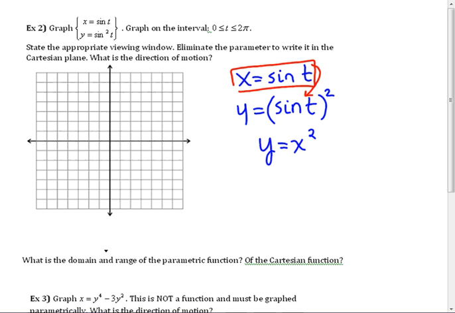Now, be careful. We're saying, oh, it's just a parabola. However, let's look at the domain. What's true about the domain? It's the x coordinate here. X is going to go between what and what? No, sine. Negative 1 to 1. And the range, since it's sine squared, is going to go from, what's the smallest sine squared will be?